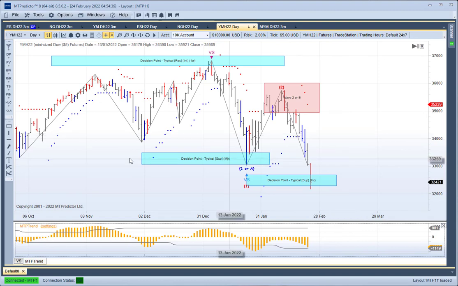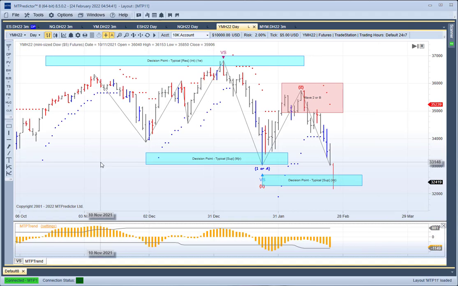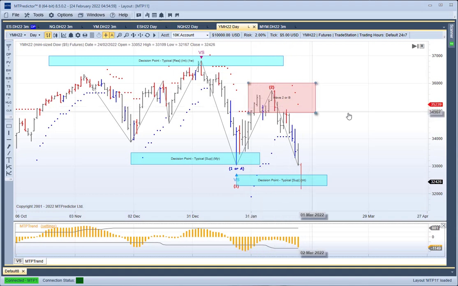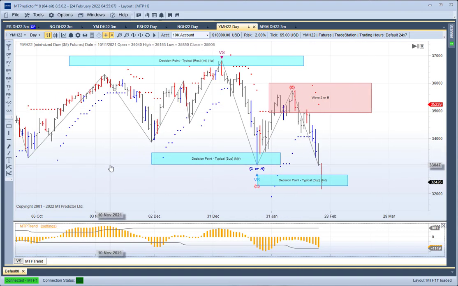But so far, the pattern on the YM has been very, very nice indeed, where we were prepared in advance for this weekly resistance. This was on the chart before the market got there. The market came up, made a VS sell on the very bar of the high, the 5th of January. It then came down into DP support here. It then made a corrective rally up into our wave 2 or B that then signaled the start of the next decline down, and that's what's happened over the last few weeks. So MTPredictor has done a good job of helping guide you on the large degree picture on the daily chart and weekly chart of the US stock market.